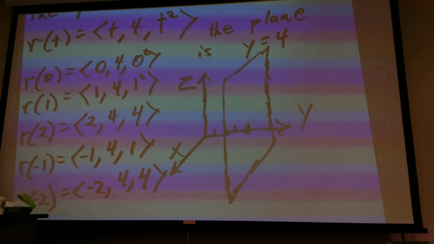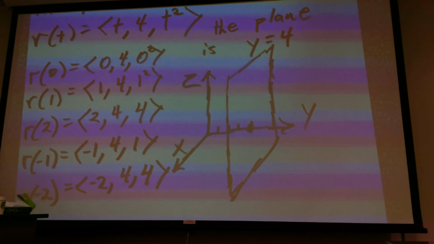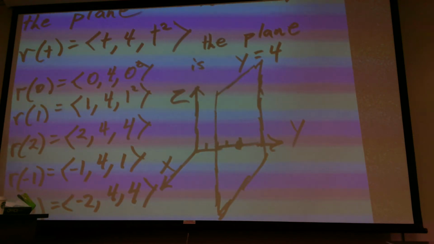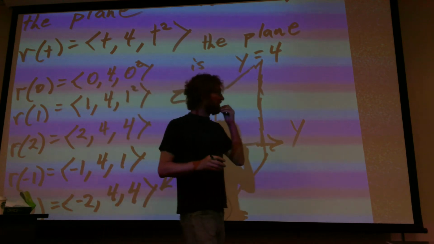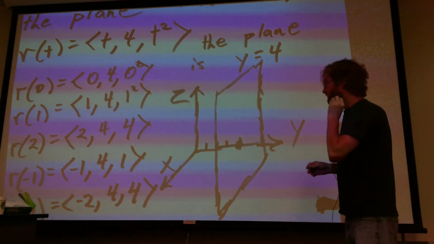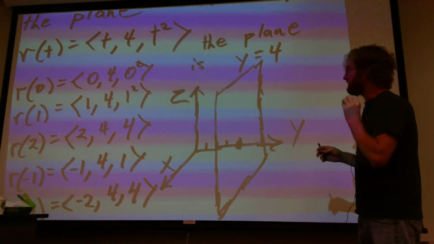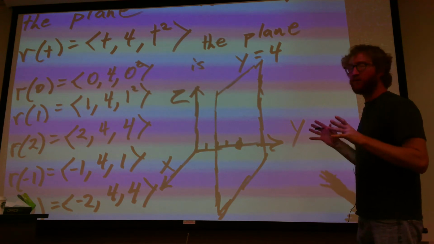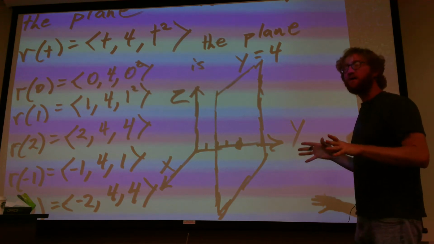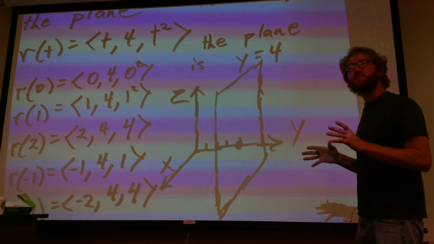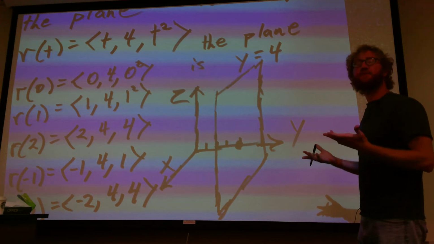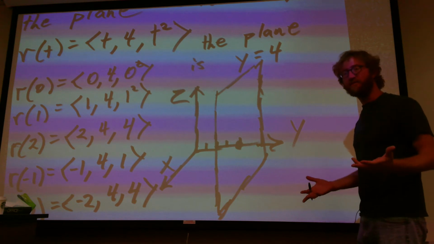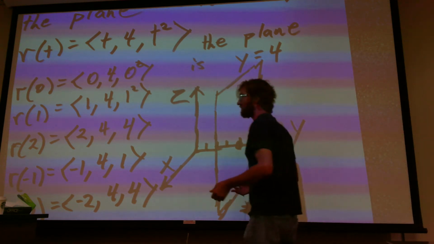And now I'm going to look at my x and z values and notice that I have t and t squared. So in the x direction, we're just going to have our t's, but in the z direction, we are going to have t squared. So what is this going to represent? A quadratic. The quadratic trapped within the plane y equals 4. It's just a basic quadratic too.